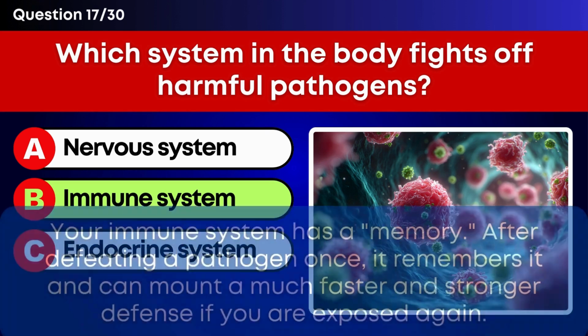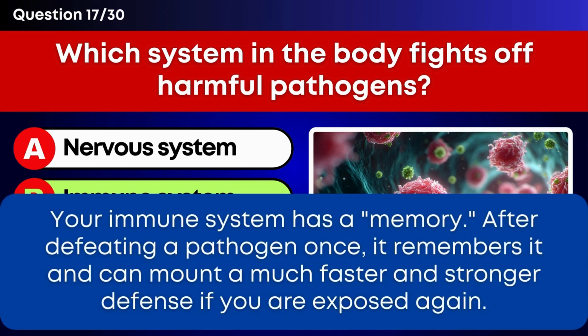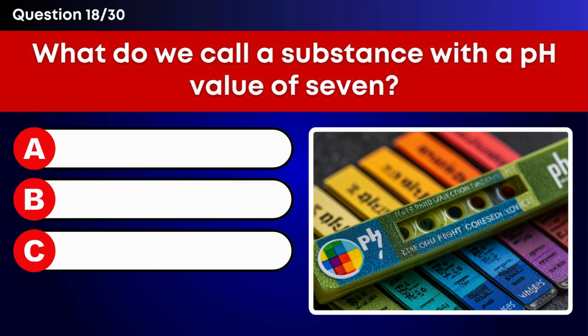Immune system. Your immune system has a memory. After defeating a pathogen once, it remembers it and can mount a much faster and stronger defense if you are exposed again. What do we call a substance with a pH value of 7?